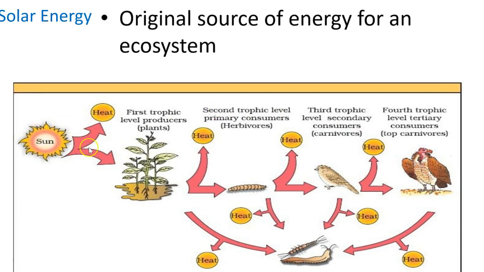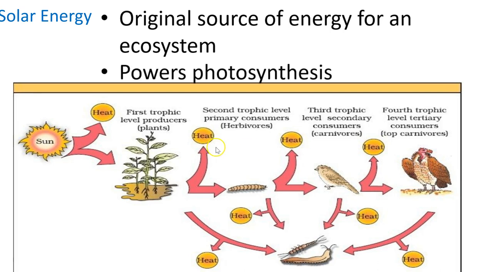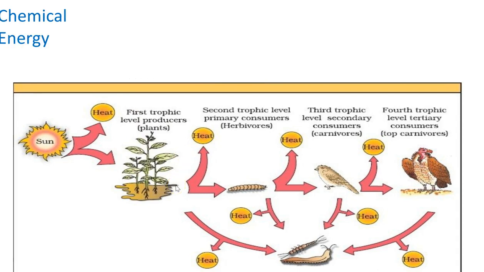Solar energy, if you remember, is the original source of energy. Without this energy input, there's no ecosystem. There's no energy transfers going along with the organisms. Then, of course, none of the organisms would survive. And of course, this powers photosynthesis in the plant. That's where it all basically starts in the ecosystem.